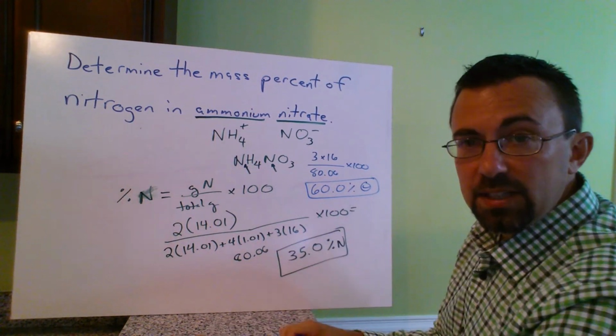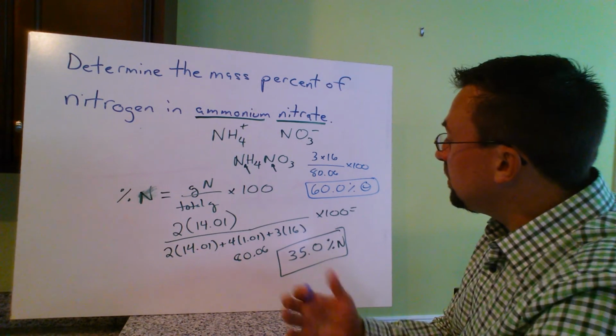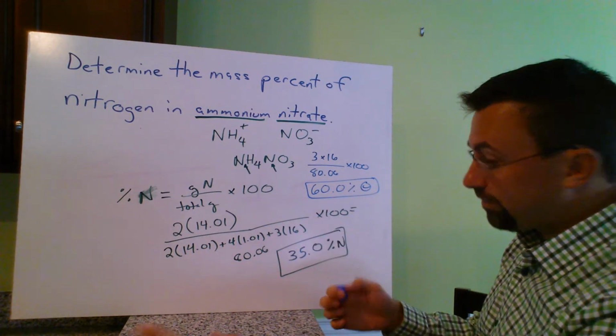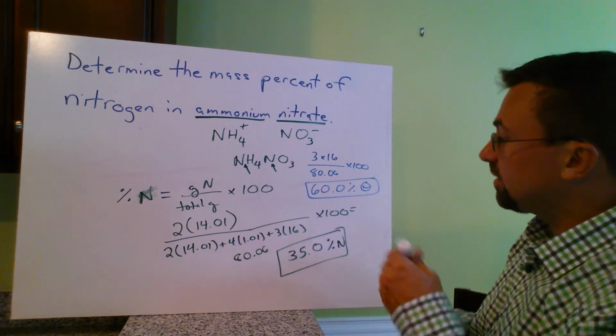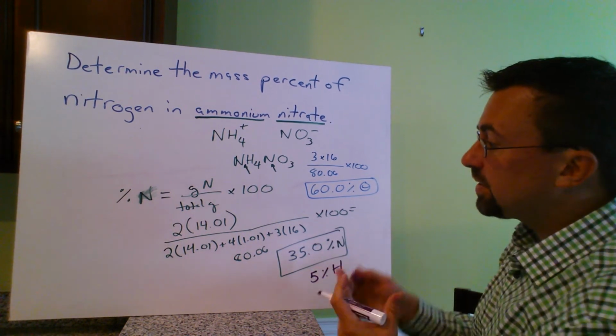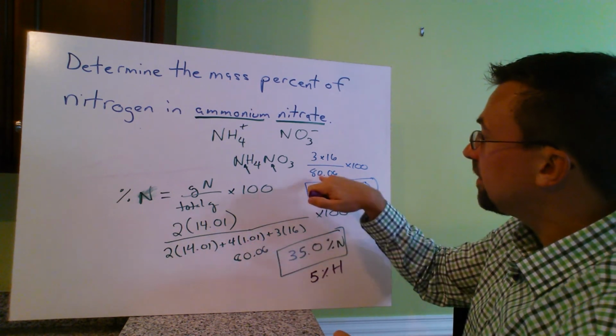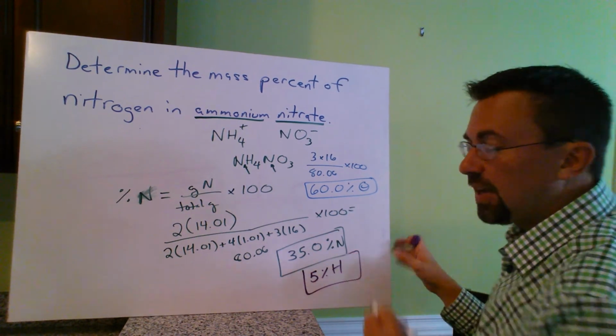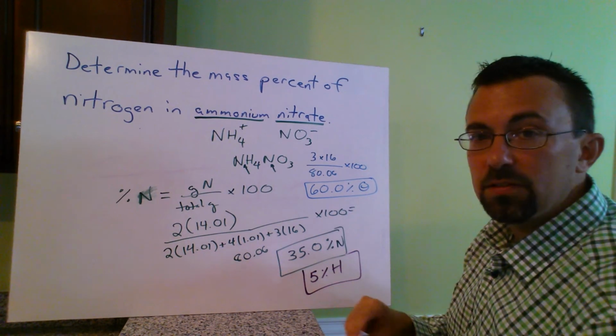And now, if we want to do hydrogen, I just want to point out we can do this two separate ways. We could add this up and subtract from our total percentage, which is 100, which would leave me with 5% hydrogen. Or we could do the same calculation, 4.04 divided by 80.06 times 100, and we'd also get 5%. And there you have it, percentage of an element from a formula.